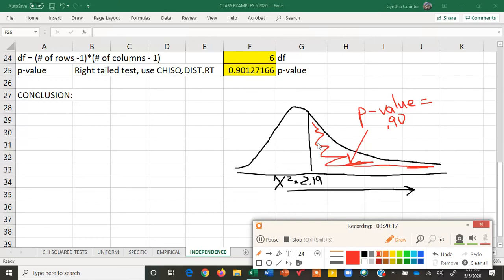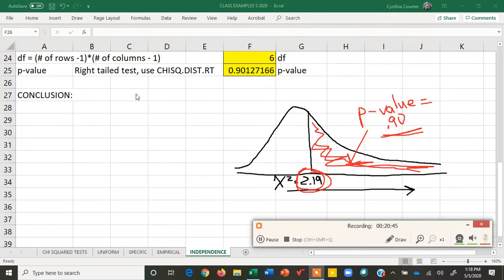Very large, all right? So we could easily get this chi-squared statistic by chance, because there's a 90% probability that we would get a 2.19 or greater under the assumption that the row and column variables are indeed independent. So what we have here is a fail to reject the null hypothesis because the p-value is greater than alpha. Remember, alpha was 0.025. Any alpha is going to be less than 0.9. So when the p-value is greater than alpha, we fail to reject the null hypothesis, which means then that we do not support that they are dependent. We have to stick with they are likely independent.